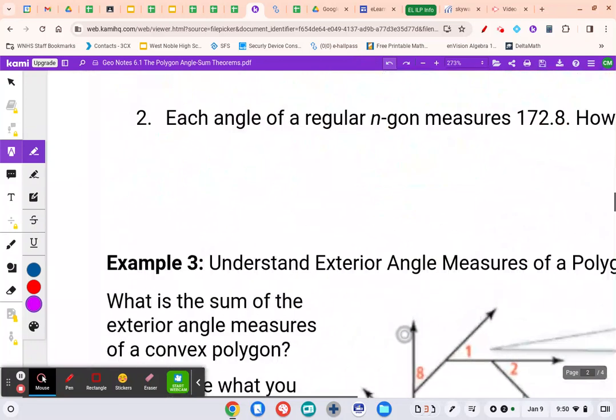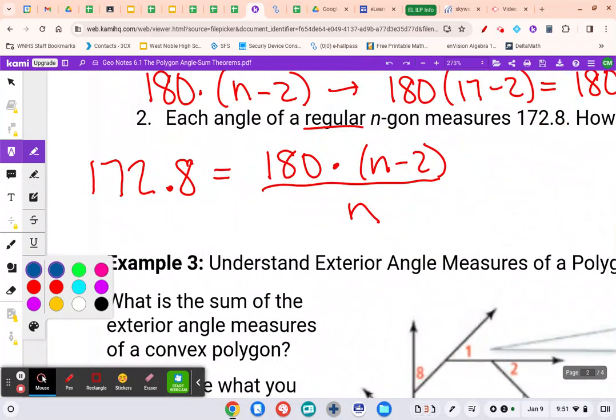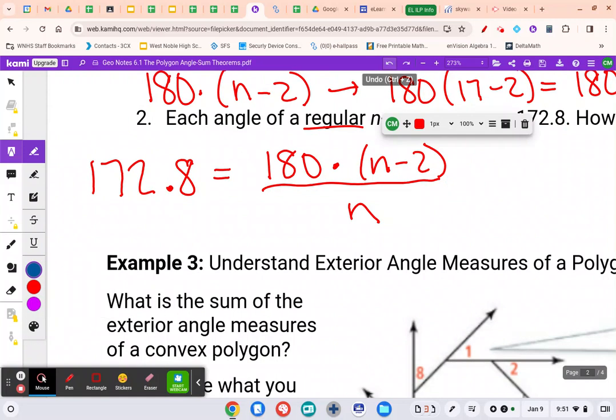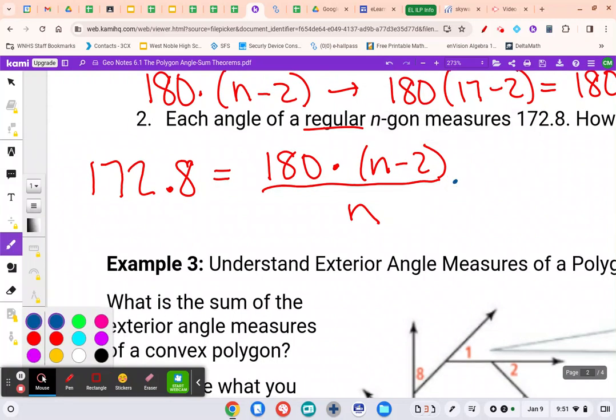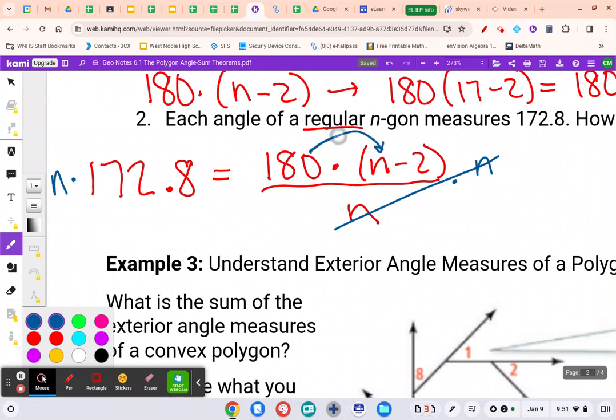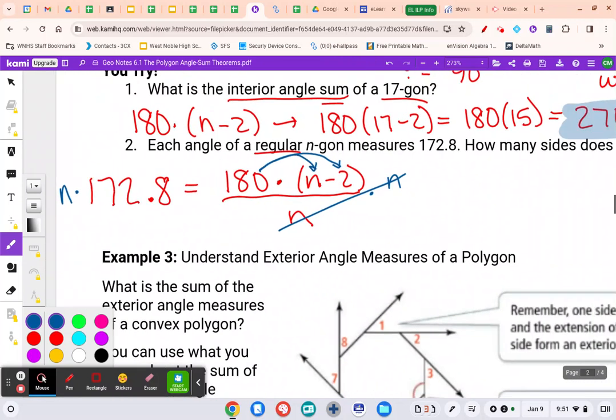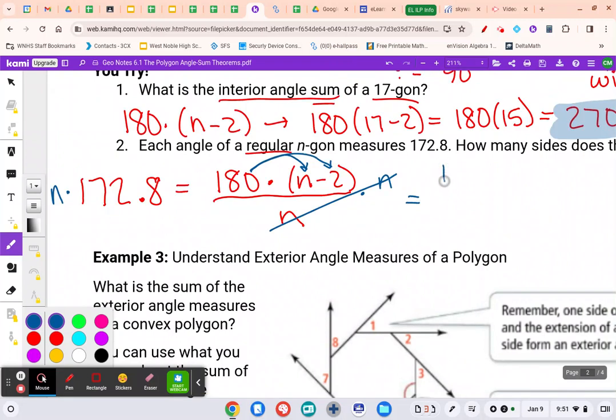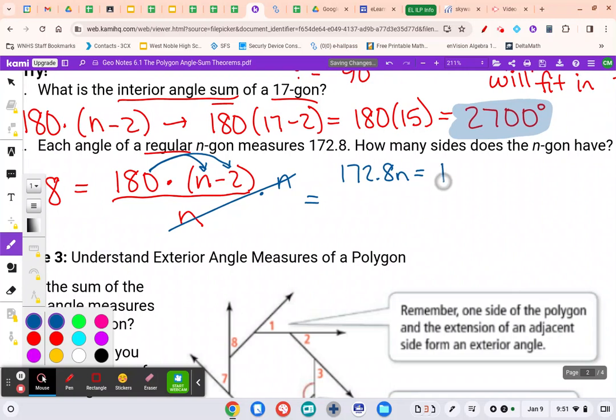So I would say these are slightly tricky just because you have to work backwards, but stick with it. We need to get the n off the bottom here. So I'm going to multiply by n on both sides. That is totally legal. And at the same time, I'm going to distribute this 180 through to each of these. So I now have 172.8 n equals 180 n minus 360. And now we have a fairly simple algebra problem to solve.